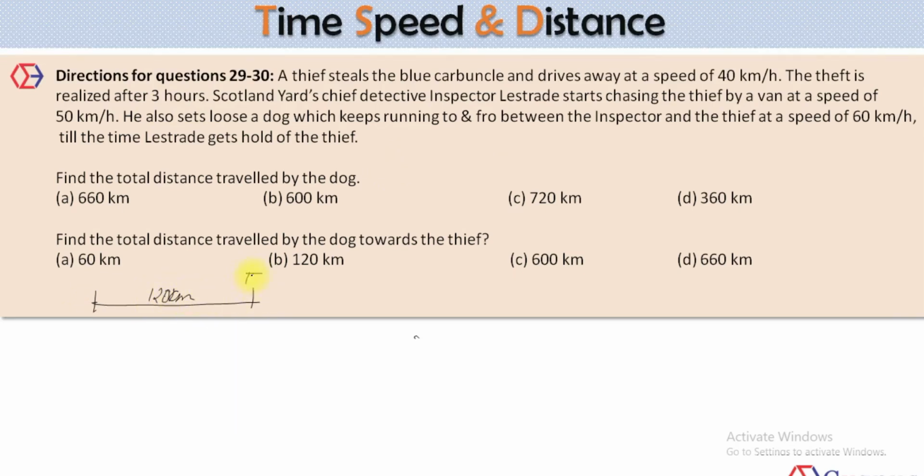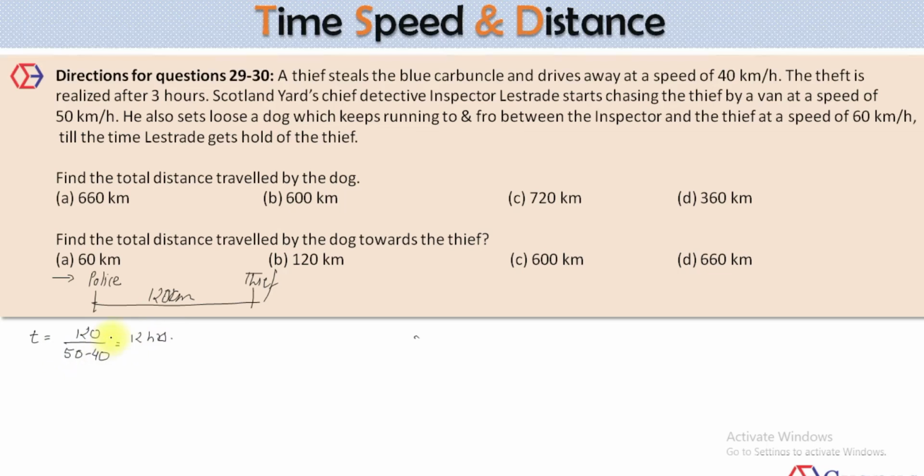This is the initial position of thief. And this is policeman. So let's try to calculate the total time taken by policeman to catch the thief. He is going to chase the thief. So time is equal to initial gap by relative speed. Their speeds are 50 and 40. So 120 by 50 minus 40. This will give you 12 hours.